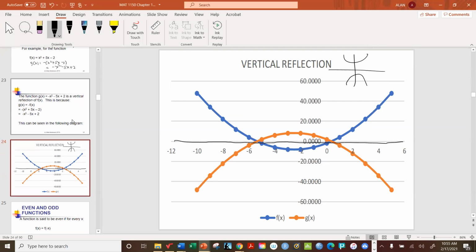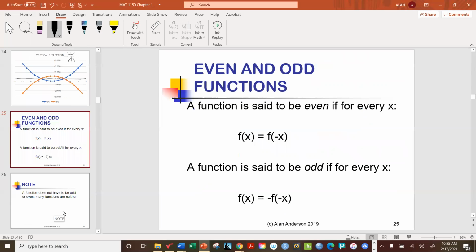All right, what else did we have here? Oh, odd and even functions. Now, this is an interesting idea. By the way, we're done now with that graphic stuff. The graphs are fun, but it's time to get back into the other material. A function is said to be even if for every x, f of x equals f of negative x. On the other hand, a function is said to be odd if for every x, f of x equals negative f of negative x.